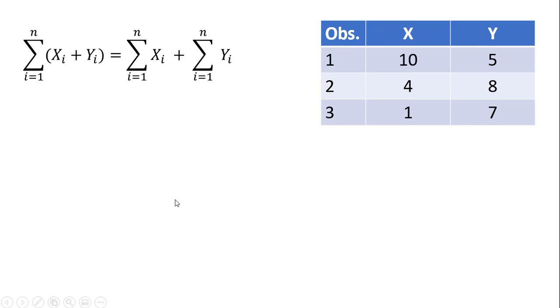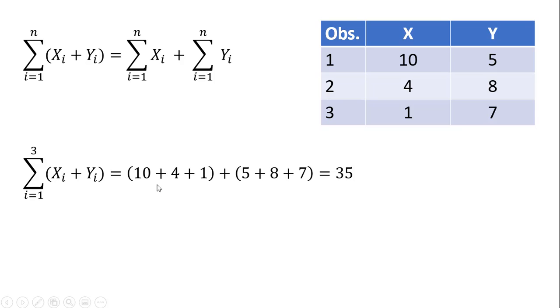Another example, here we have more than one variable, variable x and variable y. The left-hand side can be decomposed into the following. So using our table as an example, we would get 35.